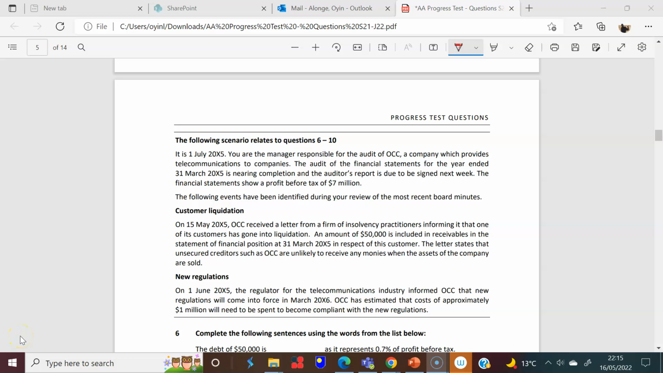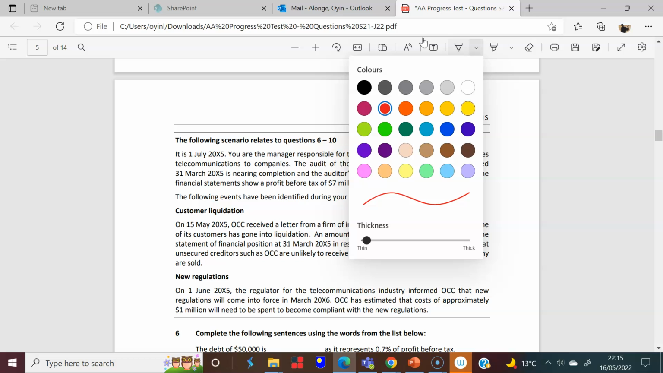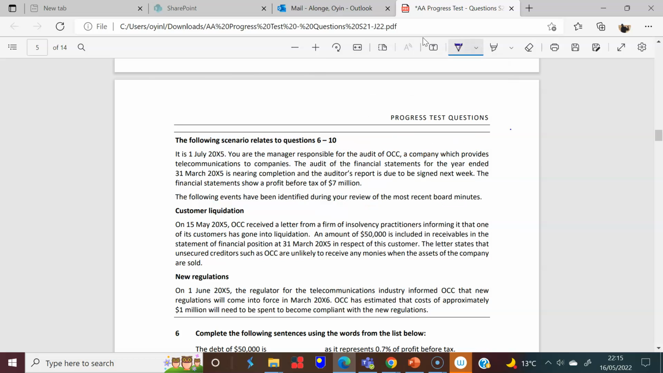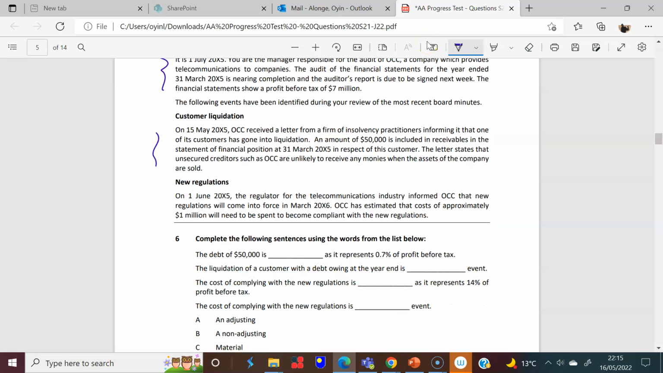Okay, right. So question 6 to 10. Let's try a different pen color. Let's do something there. So question 6 to 10. And again, of course, you have read this before attempting it.